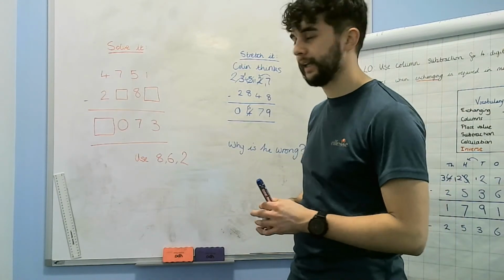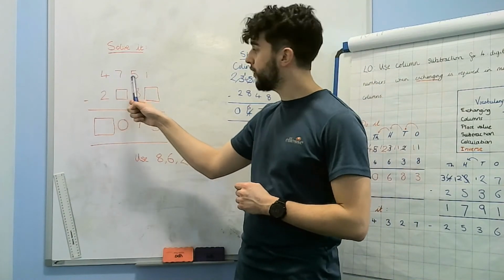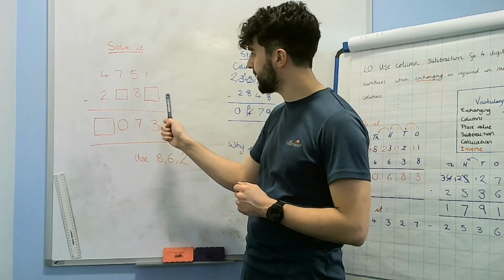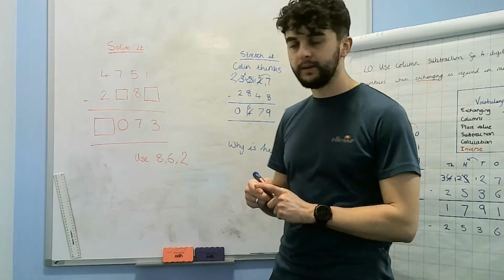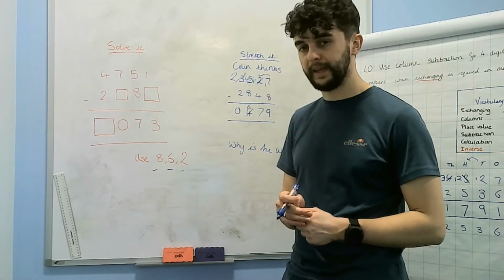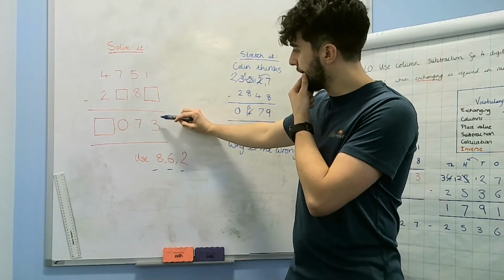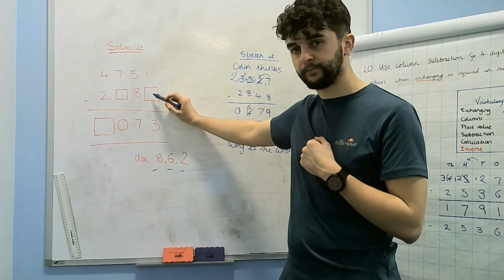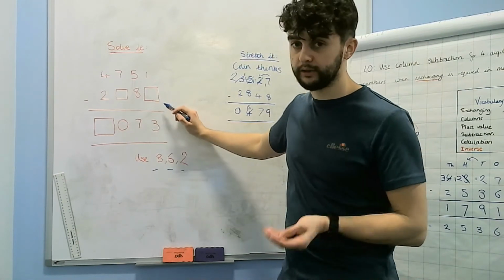Okay, now finally, for solve it, it says here 4,751 subtract 2,000 something and 80 something equals something thousand and 73. And I can only use 6, 8 and 2 in my answers. 1 subtract something equals 3. If I put a 2 here, will that work? No, it won't work at all, okay? Because 1 subtract 2, you can't do anyway.